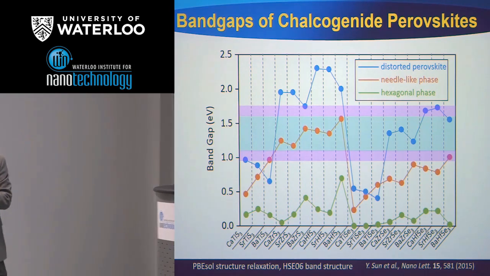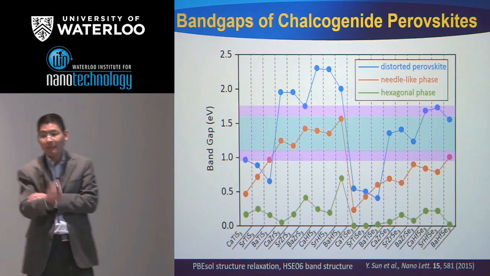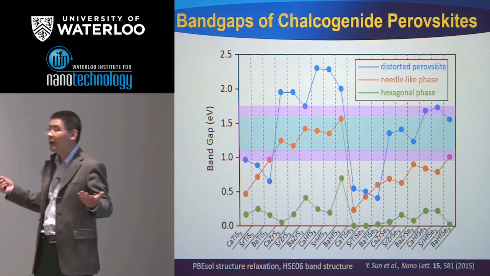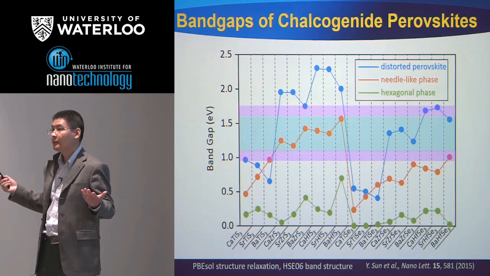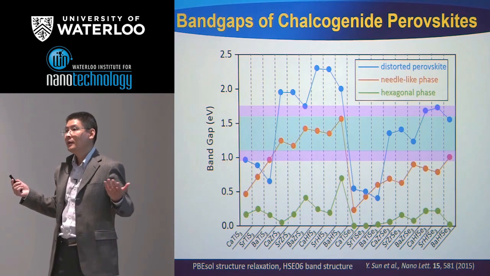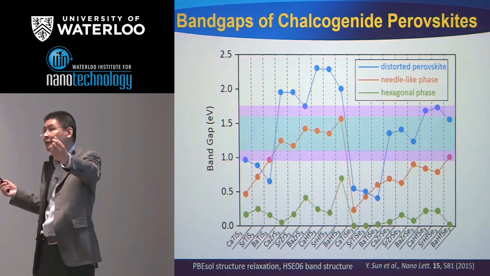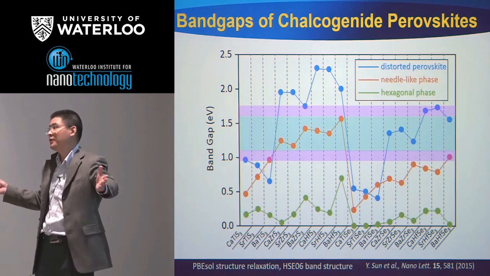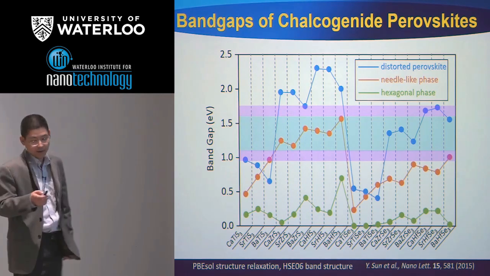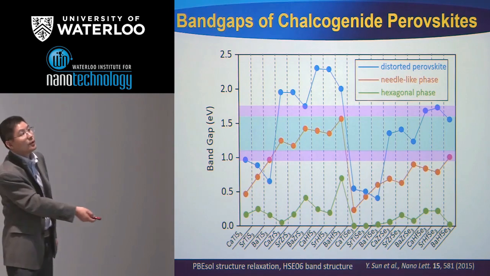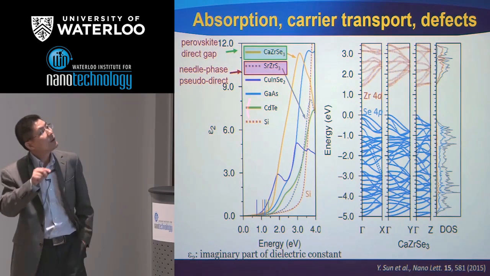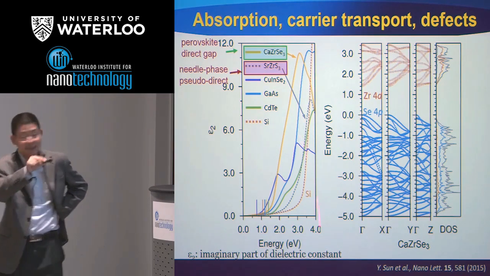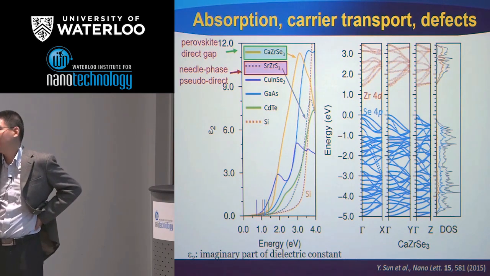Of course, having the right band gap alone is not a guarantee of a good solar material. What are the other requirements for a good solar absorber? It has to be able to absorb light very efficiently, right? And it has to be able to transport charge carriers very efficiently. So they did the calculation for the imaginary part of the dielectric constant, which is essentially how the material absorbs light.